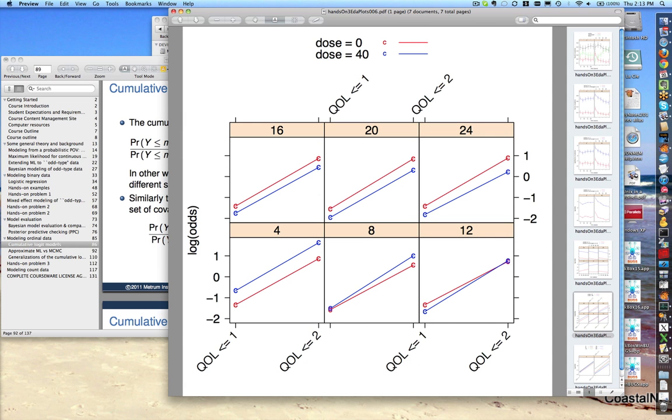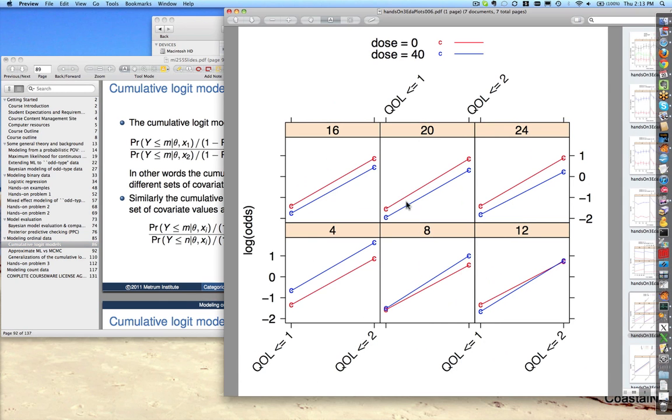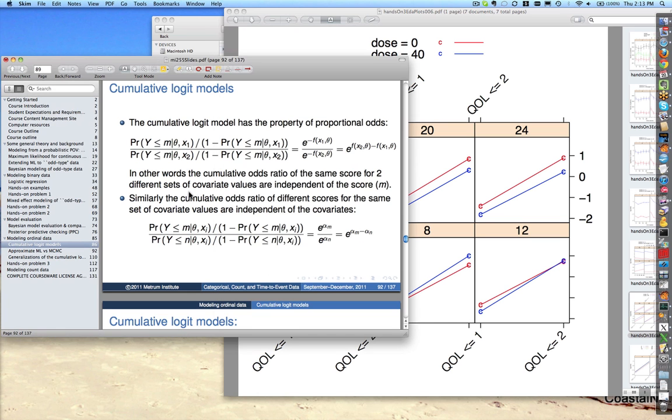Okay, let's see. This is looking at it in a little different way, and this in a sense relates more to the second identity here, where I've turned it around and I'm asking this question: what happens if I take the odds ratios for the case where I have different scores, but the same covariates?